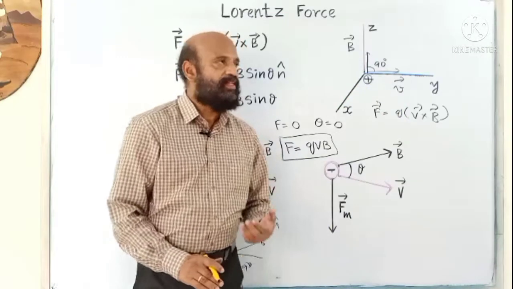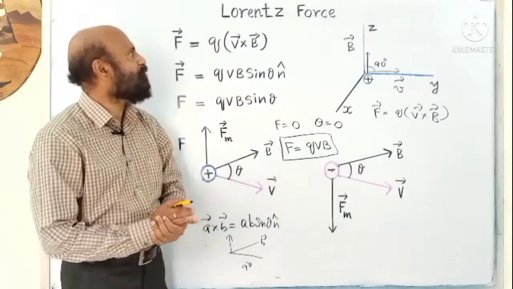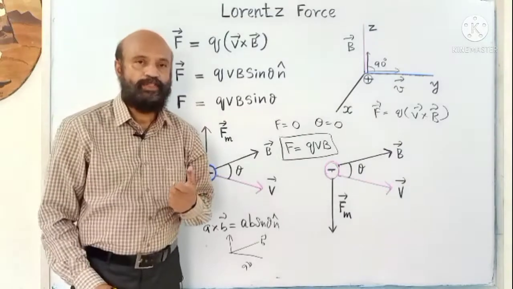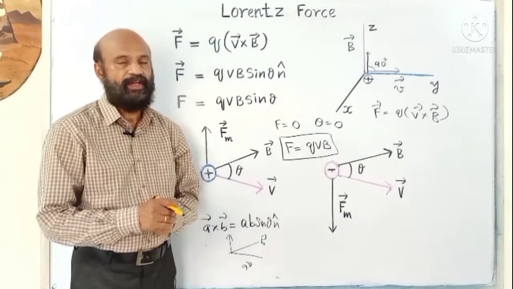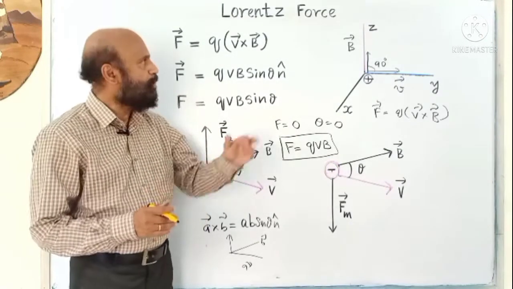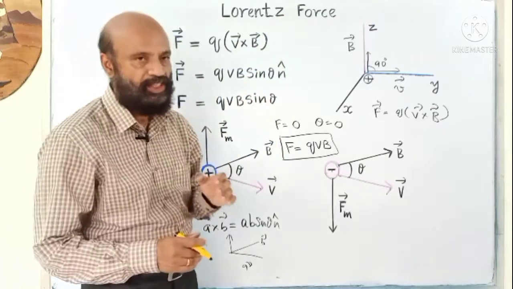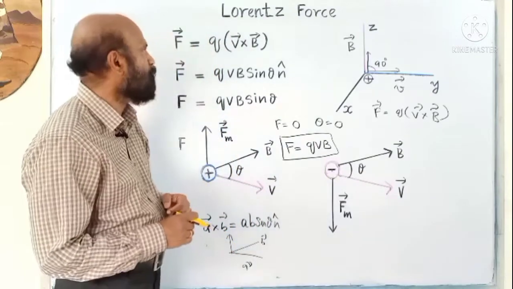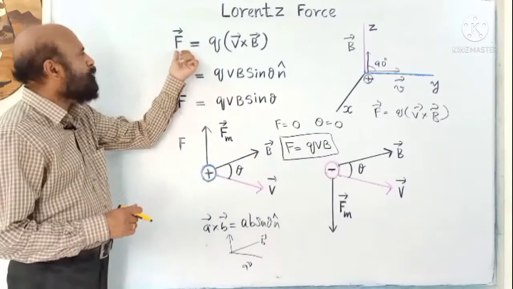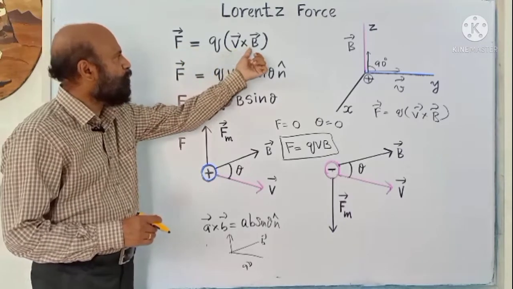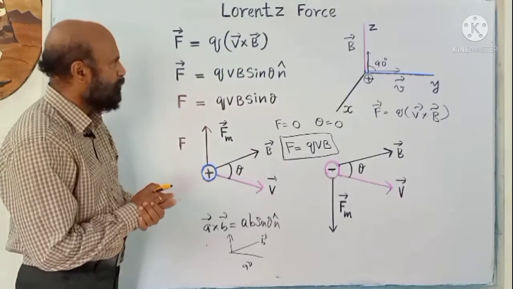In this video, let us see what is known as Lorentz force. If a charged particle is moving in a magnetic field, it will experience a force. That force is what's known as Lorentz force, the force experienced by a charged particle in a magnetic field. That force is given by this relation, F vector is equal to Q V vector cross B vector.